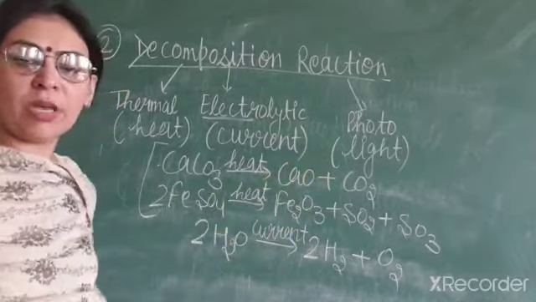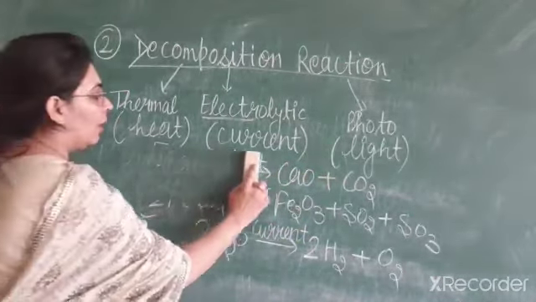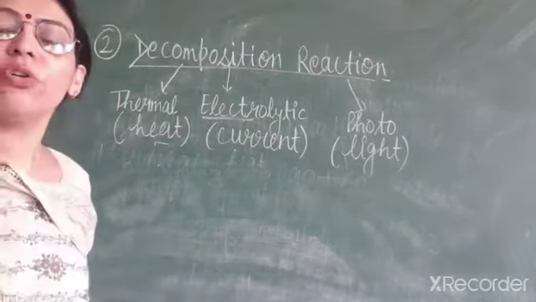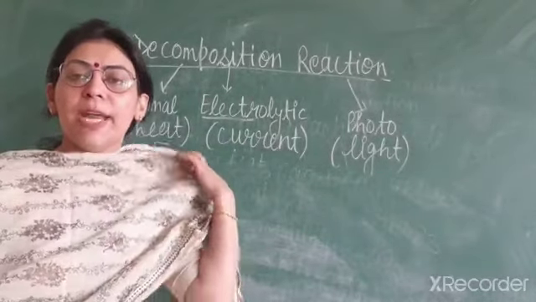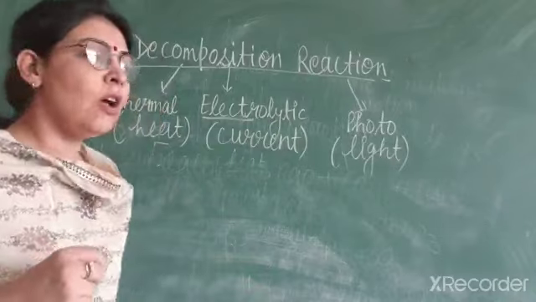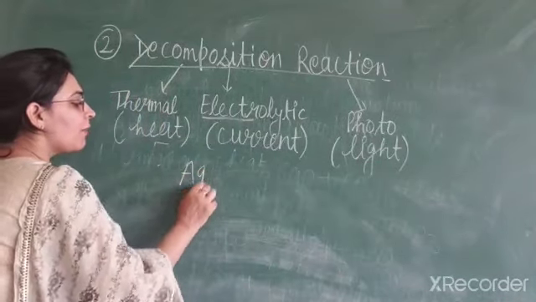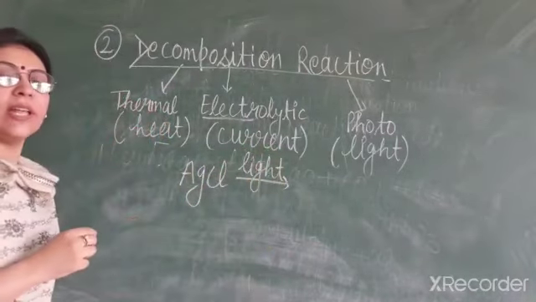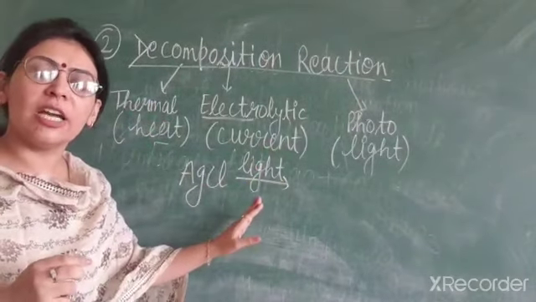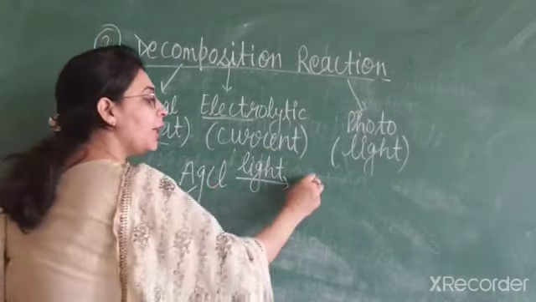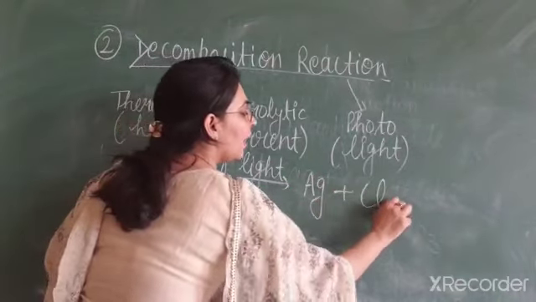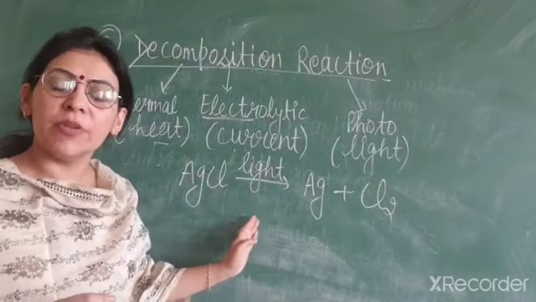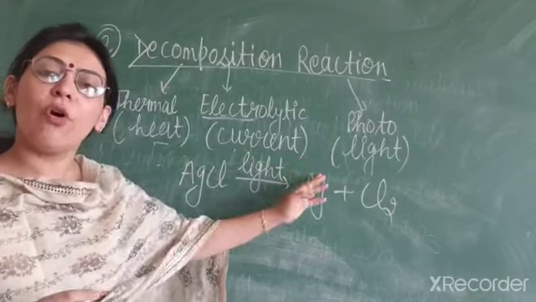Now last I am here to discuss the photo decomposition. Photo decomposition is the breakdown that takes place by the supplying of light. For example, here we take the example of silver chloride. When this silver chloride is placed in the light, the decomposition takes place. It will split up into silver and chlorine. The splitting takes place naturally in the presence of light. So this is photo decomposition.